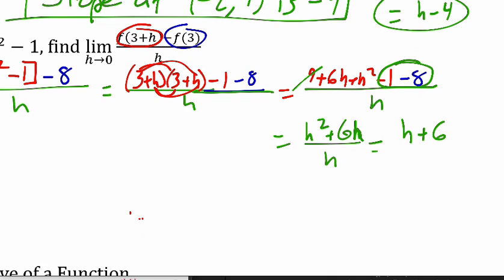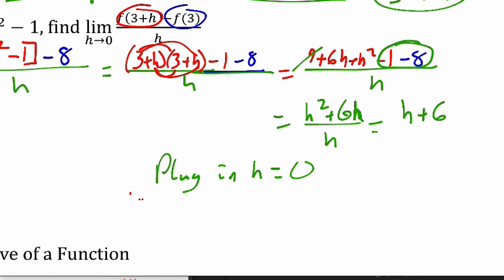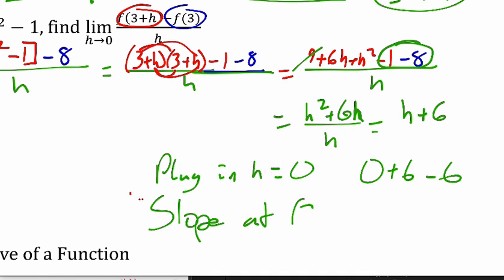Now just like we did in the previous example, let's plug in h equals 0. So we'll have 0 plus 6, which gives us, well, 6. So we can say the slope at the point 3, 8 is m equals 6. Again, m for slope. Oh, I'm boxing in the wrong part.